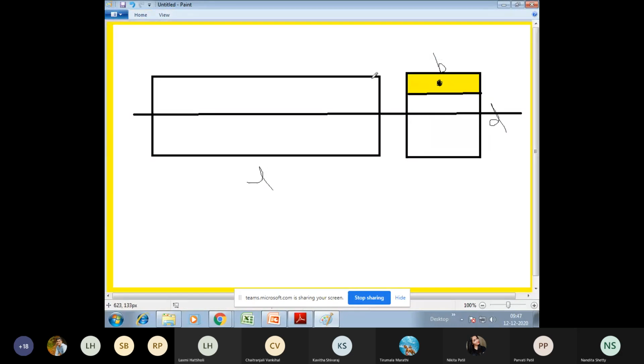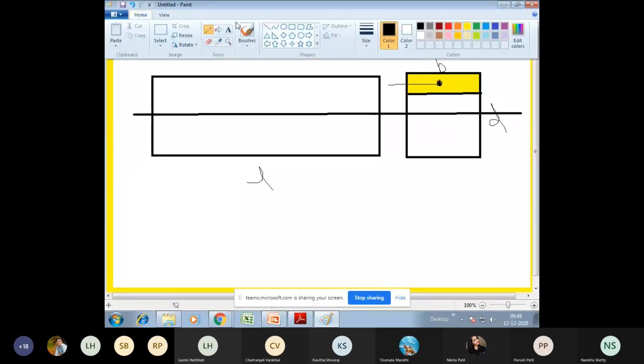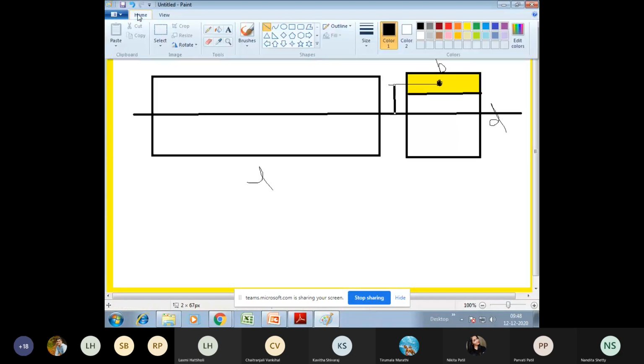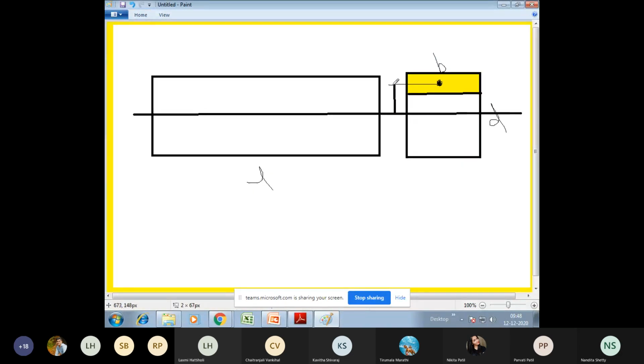And now the point is the distance between the CG of your considered area to the neutral axis is called as Y bar. This is Y bar, which is there in your formula. Always, while using that formula, if you have considered any element, first consider the area above that element, then try to find out the CG, and the distance from that CG to the neutral axis is nothing but Y bar.